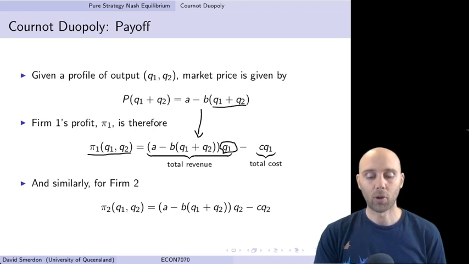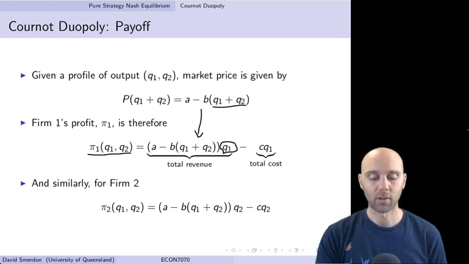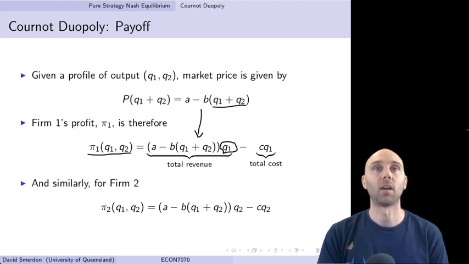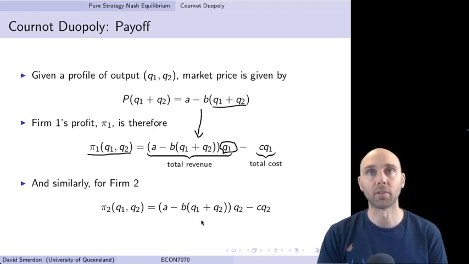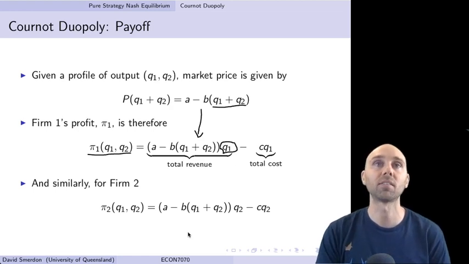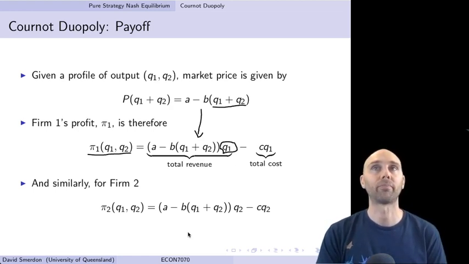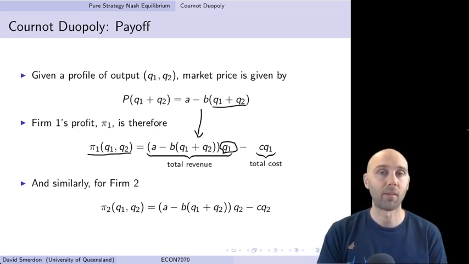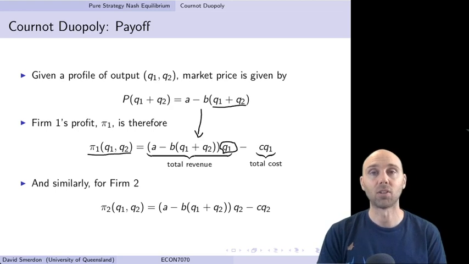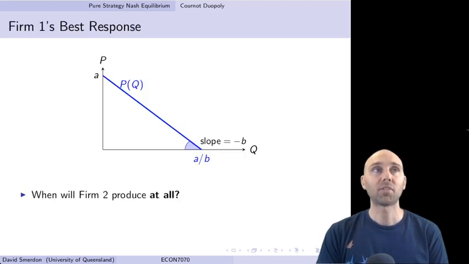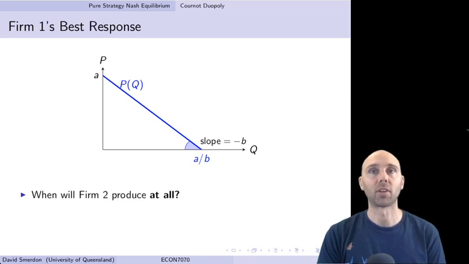Similarly for firm 2, firm 2 has exactly the opposite, just symmetrical in terms of changing all the q2s to q1s and the q1s to q2s. So now we've got all the details to analyze the game. We have the players, we have the actions they can choose, and we have the payoffs given some action profile. Let's try to get these best response curves that we saw in the previous lecture.